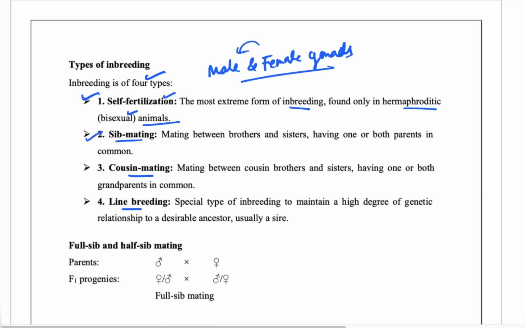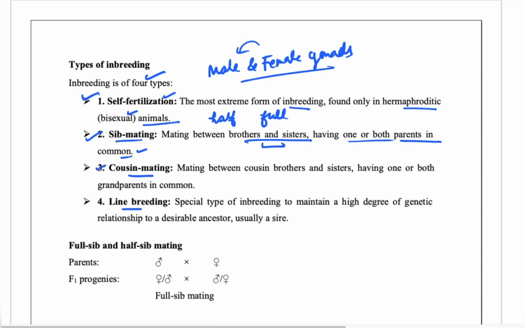Then there is sibling mating. What happens there? The mating is between a brother and a sister having one or both parents in common. This can be half sibling or full sibling, right? Either mother and father are both the same for the brother and sister, or they have one in common. It can be the mother, it can be the father, right?